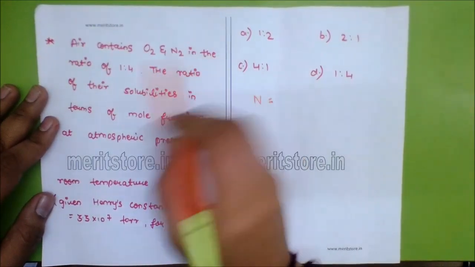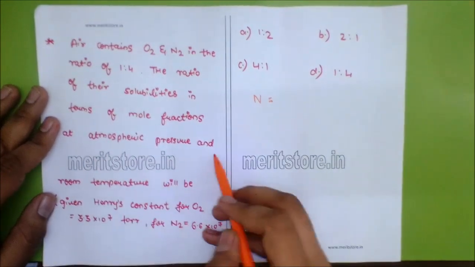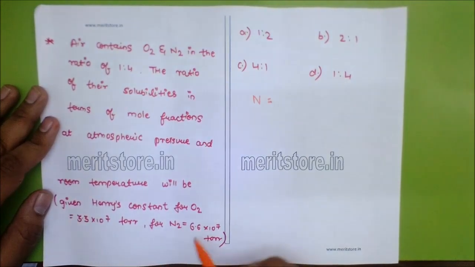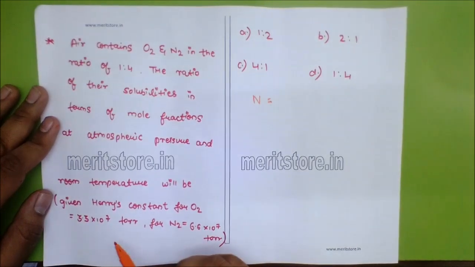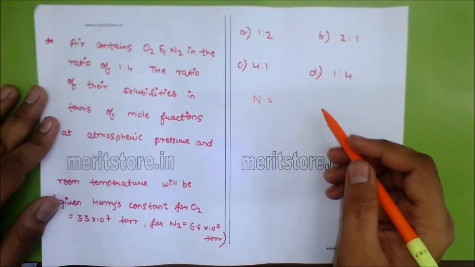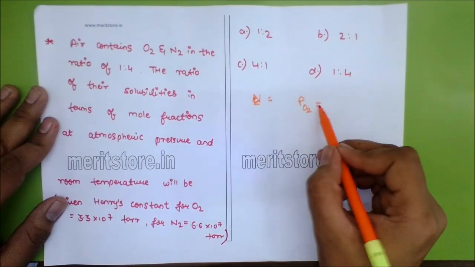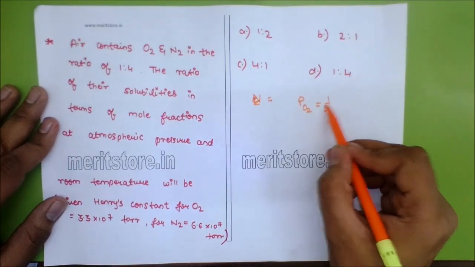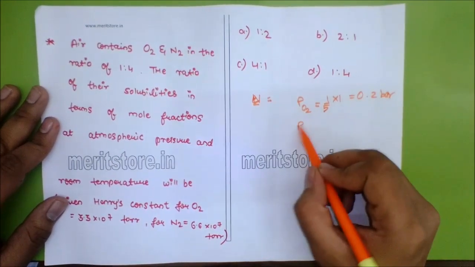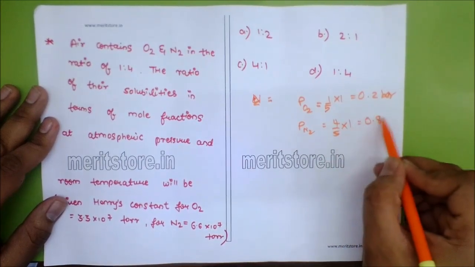Air contains O2 and N2 in the ratio 1:4. The ratio of their solubilities in terms of mole fraction at atmospheric pressure and room temperature will be given. Henry's constant is given. For O2 it is 3.3 into 10 raised to 7. For N2 it is 6.6 into 10 raised to 7. Now we know P of O2 is 1 by 5 into 1, which gives us 0.2 bar. Pressure for nitrogen is 4 by 5 into 1, which is 0.8 bar.